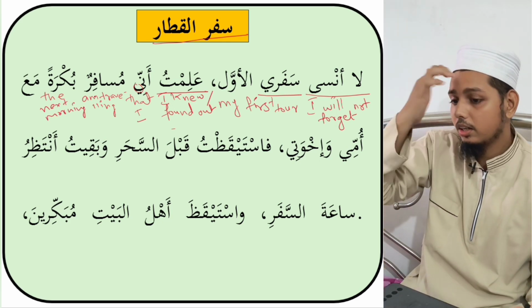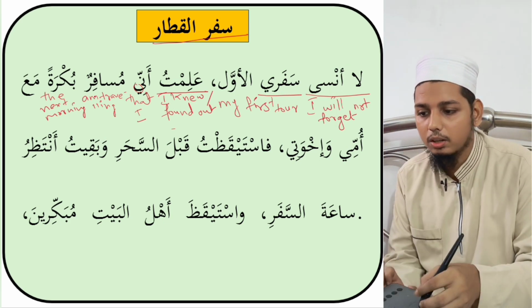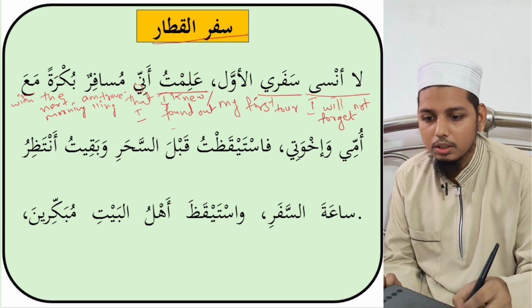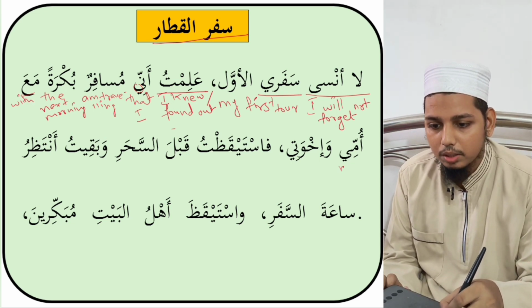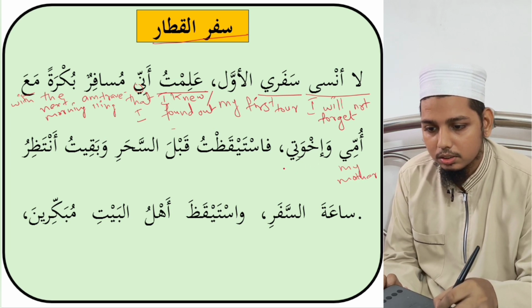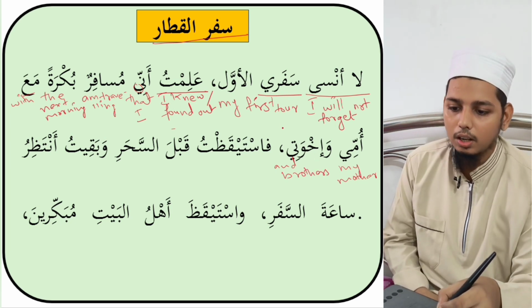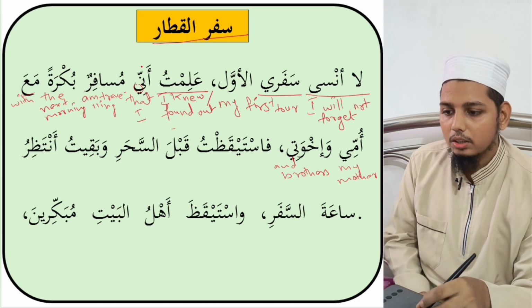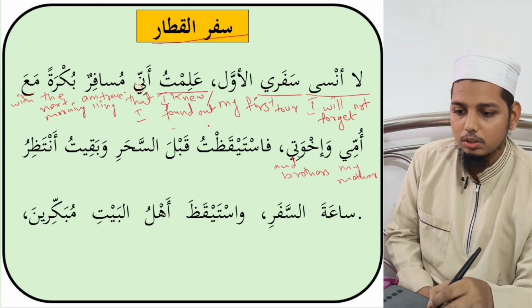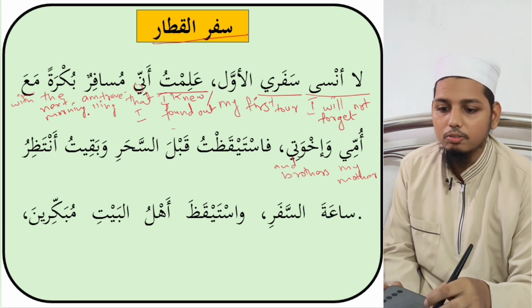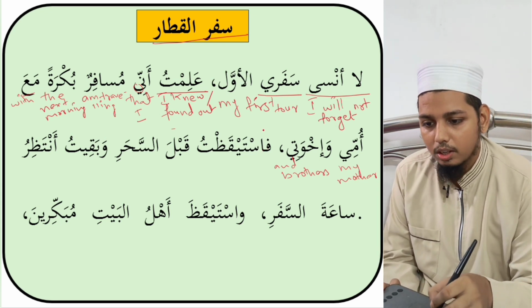Okay, alimtu anni musafirun bukratan ma'a ummi wa ikhwati. Ma means with, ummi, my mother, with my mother and my brothers. Ikhwatun, the plural form of akhun. So alimtu anni musafirun bukratan ma'a ummi wa ikhwati. I found out that I am traveling the next morning with my mother and brothers.